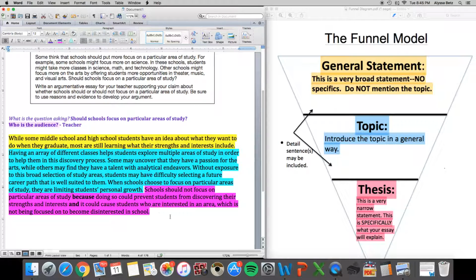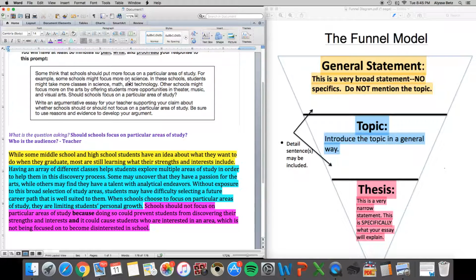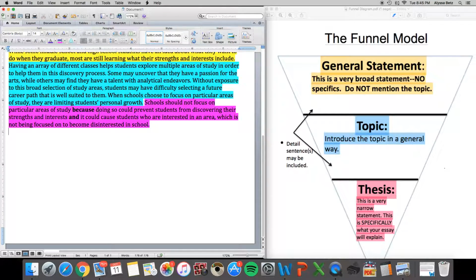So the next thing that we did was we started to follow this funnel model. We're starting with a general statement. It is very broad and you are not mentioning the topic. So I mentioned an idea that I had that I thought could tie into this and I could use to introduce the topic, and I put that first.